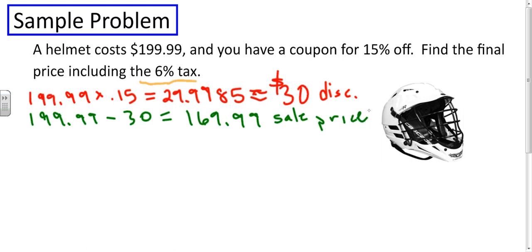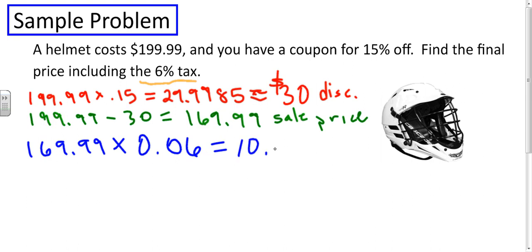But I want to find the final price including the tax. And the tax, I'm taxing not $199.99, but I'm taxing the sale price here. Tax can only be applied to what the consumer's paying here. So I'm taxing $169.99, and I'm taxing that at 6%. So I'm finding 6% of the sale price.